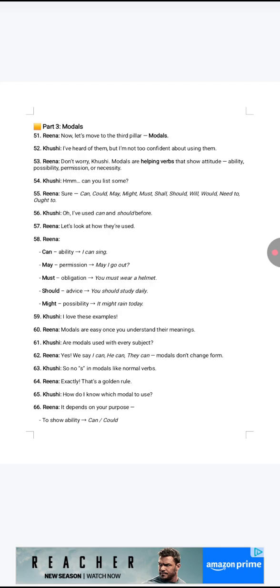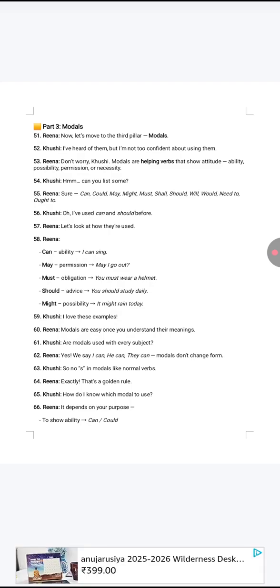Are modals used with every subject? Yes. We say I can, he can, they can. Modals don't change forms. So no s in modals like normal verbs? Exactly. That's a golden rule.